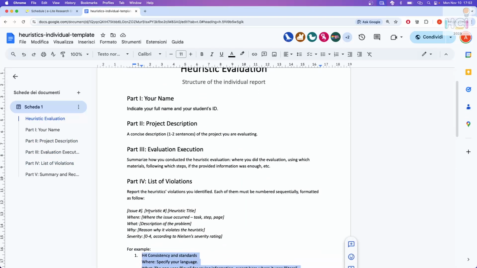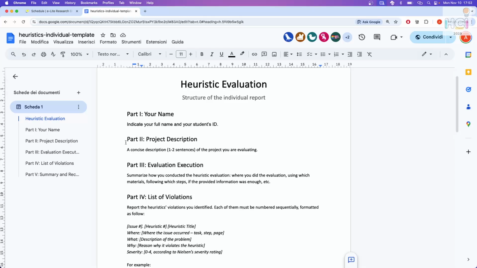Again, there are also other parts of the document that are evaluated. Except your name, which we will not evaluate, in part 2, project description, you should describe in 1-2 sentences the project that you are evaluating, maybe the tasks that you received from the facilitator. Then you should describe the execution of the evaluation, where you conducted it, when, and in a way, how.